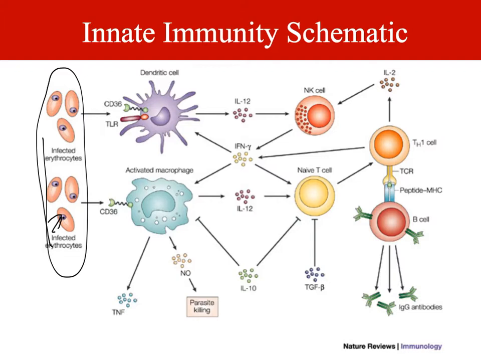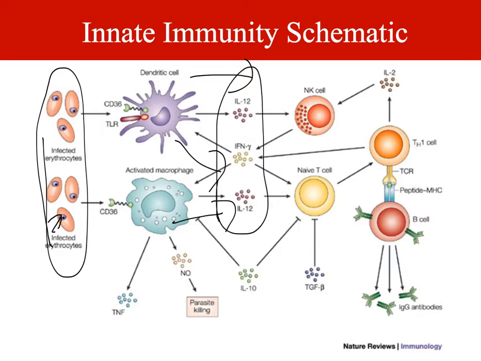What's going to happen then is they're going to produce a whole bunch of cytokines. Hopefully you guys are familiar with that term. But these cytokines are going to then start activating aspects of the adaptive immune response. Here, they're going to activate NK cells, which are going to come back around here and attack these. They're going to activate naive T cells.